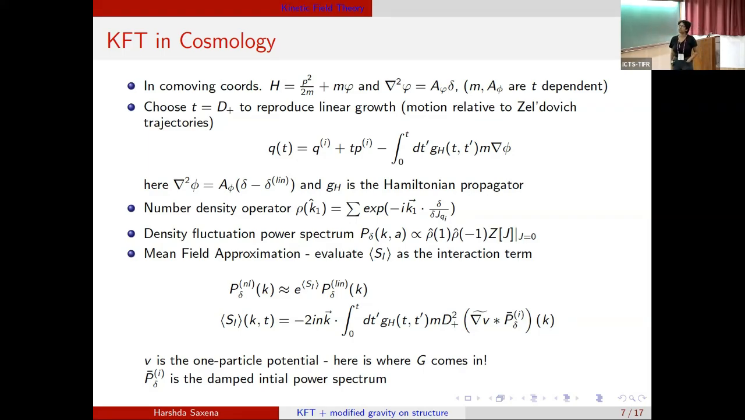But here we'll be using a simplified approximation, called the mean field approximation. So instead of studying just this, we'll be studying the average of this, which is one approximation that we make. If you plug this in, just doing some simple math, it turns out that the interaction term looks something like this, where this is the one particle potential convoluted with the initial power spectrum. So this is pretty nice, because we got the nonlinear power spectrum to completely depend on the linear power spectrum.